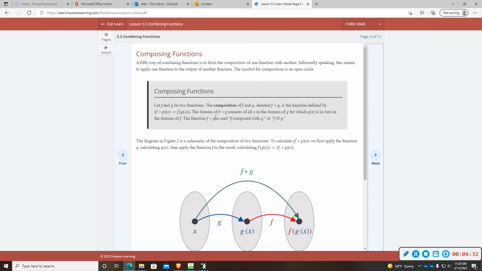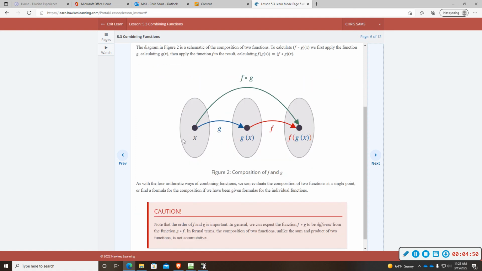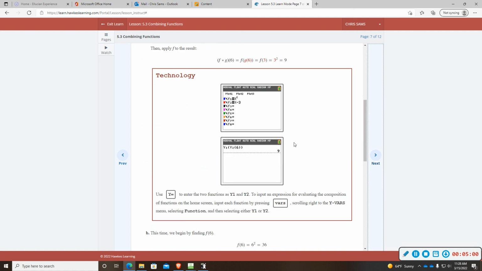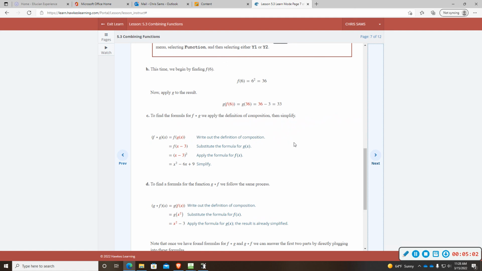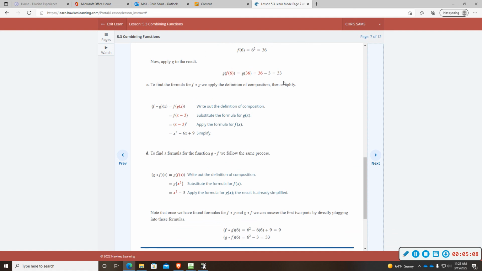So this domain works a little bit differently. The domain of f composed with g is all the x's in the domain of g, because that's what we plugged in for f, that work for f. I'll show you that as we work through it. Here's a little image to show you what's going on. Then here are some examples where they go through and show you some graphs. I think all of this is really good to read through and follow.